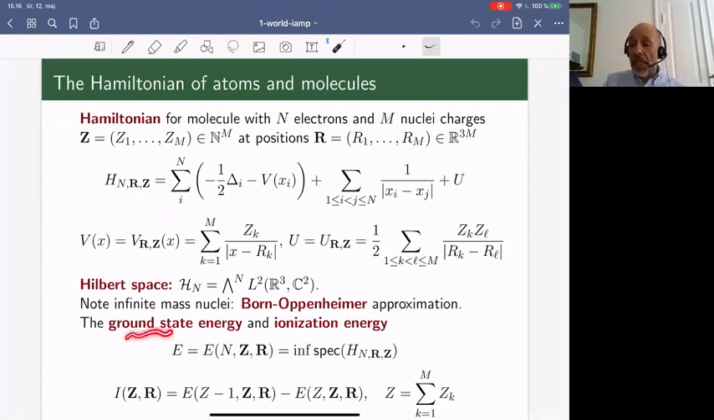The ground state energy is the infimum of the spectrum of the Hamiltonian. And I can immediately define one of the quantities we had before, the ionization energy. It's simply the energy that you need to pay in order to remove one electron from a neutral atom, to go down from Z electrons to Z minus 1 electrons. So I will have a higher energy if I have Z minus 1 electrons. I have to pay a price to remove one electron. And Z here is the total nuclear charge.